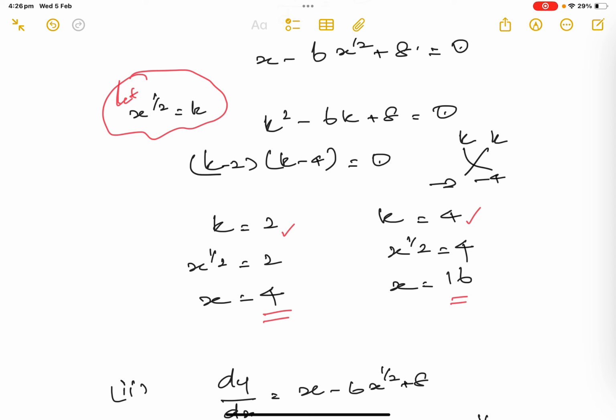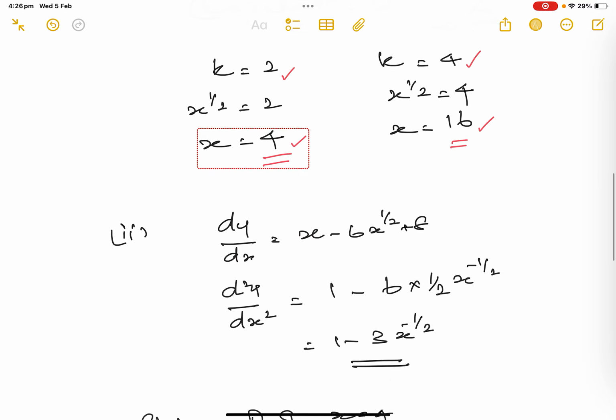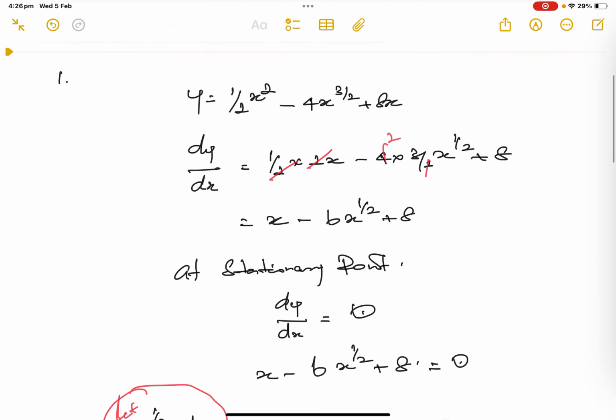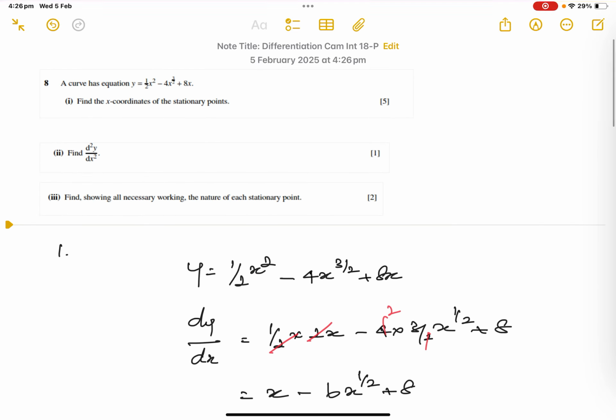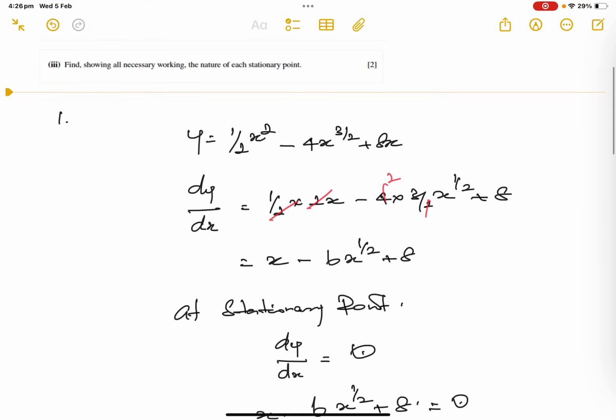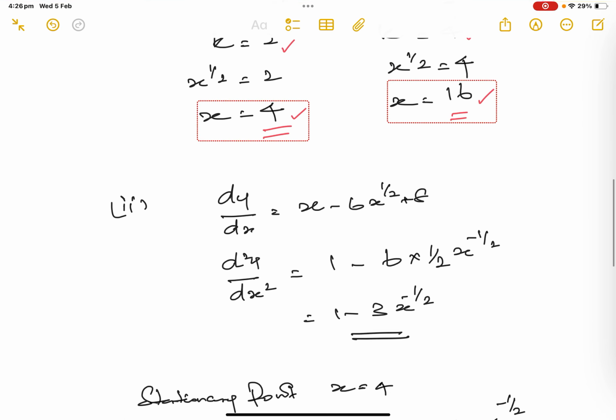But we know k is x to the power of half. So x to the power of half is 2, x is 2 squared, which is 4. And x to the power of half is 4, x is 4 squared, which is 16. So now we have found the x coordinates of the stationary points. There are two stationary points. The x coordinate of the first one is 4, and the next one is 16.